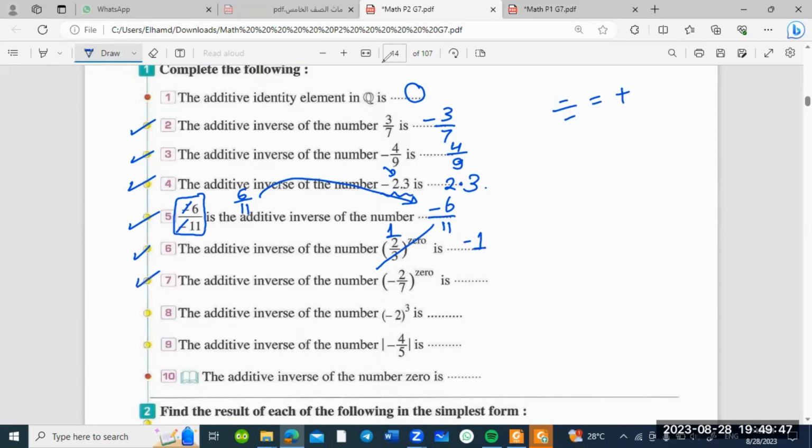Question number 7. The additive inverse of the number, it's the same. The power here is what? It's 0. So it will be -1. Why? Because any number, whether positive or negative, Miara, raised to power of 0 equals 1. I said it before.